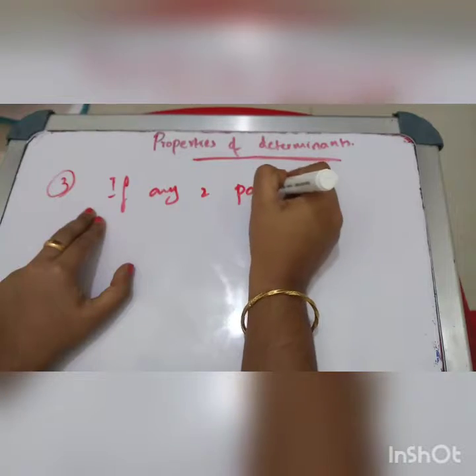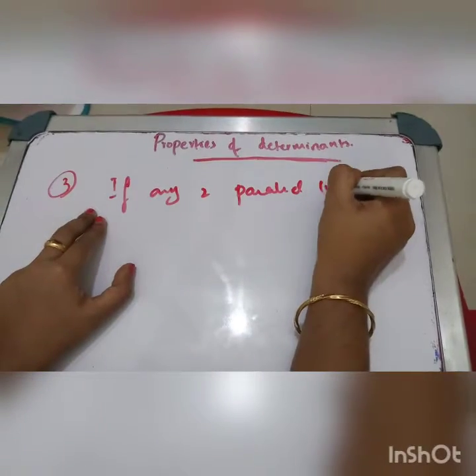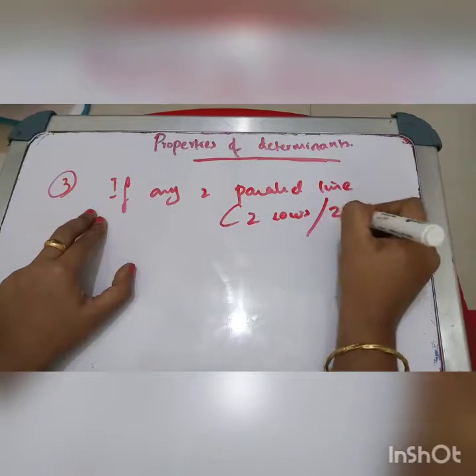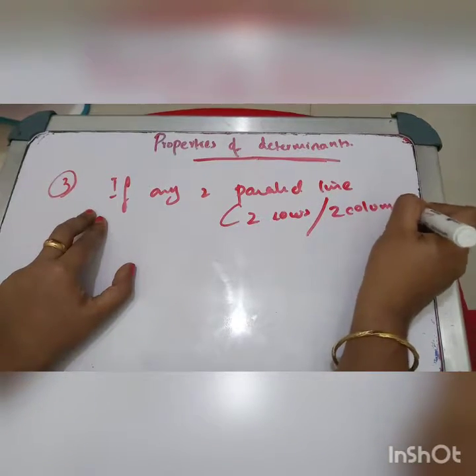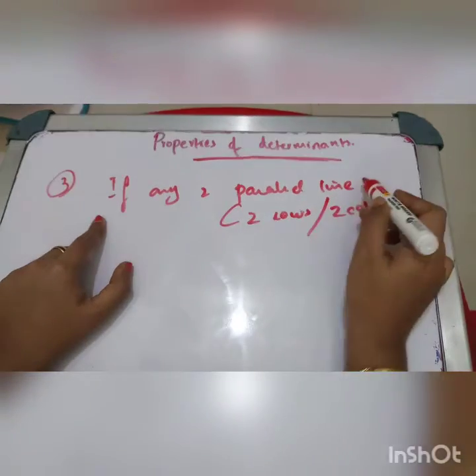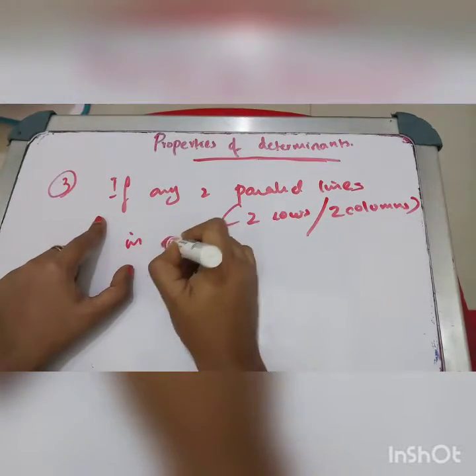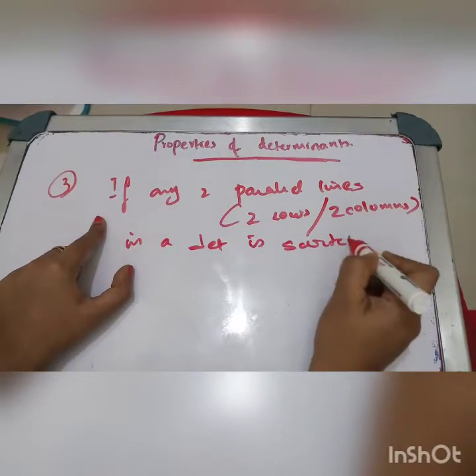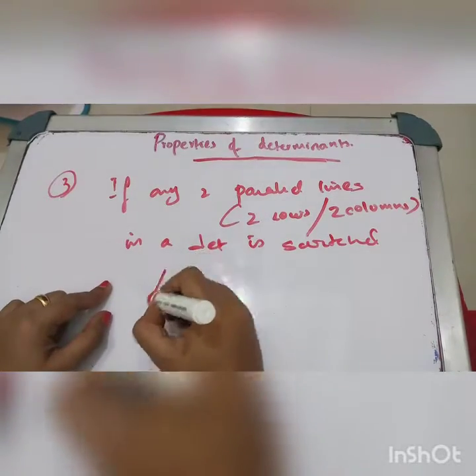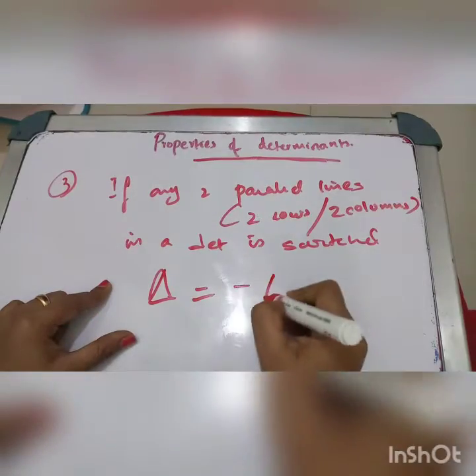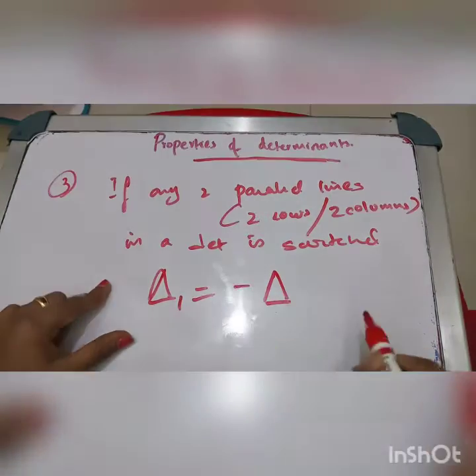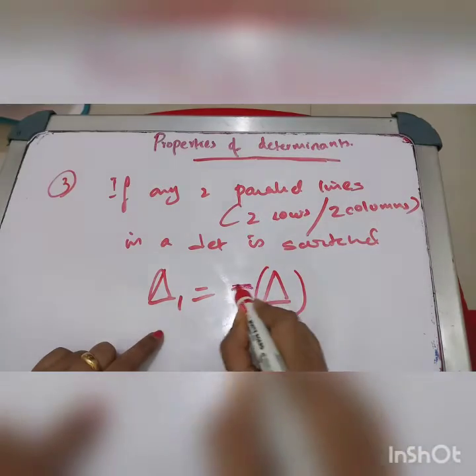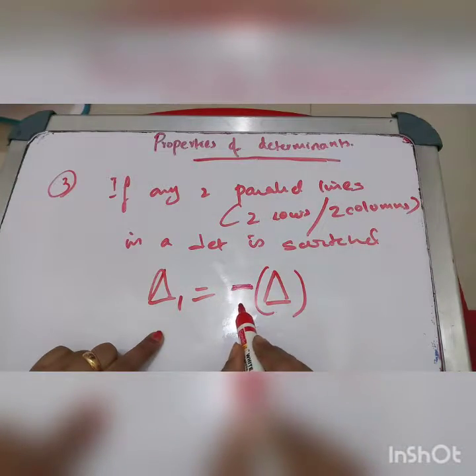So the third property is, if any two parallel lines, that is any two rows or any two columns, in a determinant are switched, then the determinant will change its sign. A minus sign will be introduced.